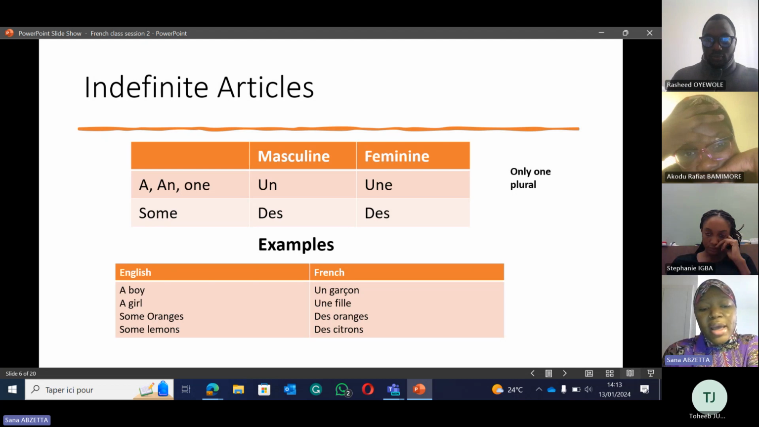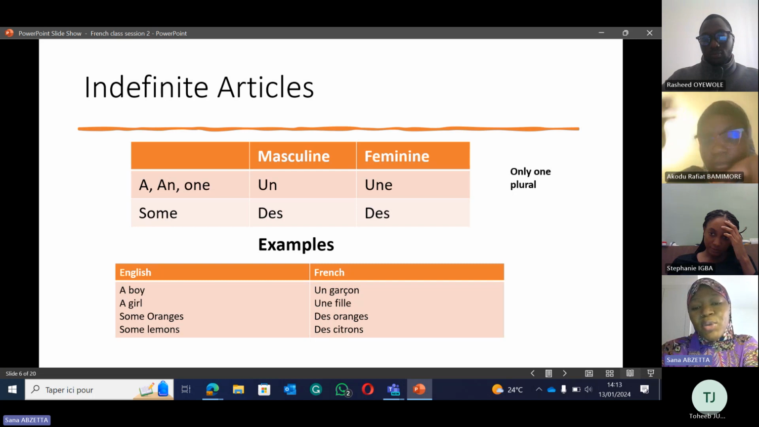And for the plural, you can say "some oranges". In French, it becomes des oranges. In English, "some lemons", and in French, des citrons. For example, here, orange is a feminine word in French, and citron is a masculine word. But if it's in plural, there is no differentiation when you want to use the article. So it will all be des oranges, des citrons.